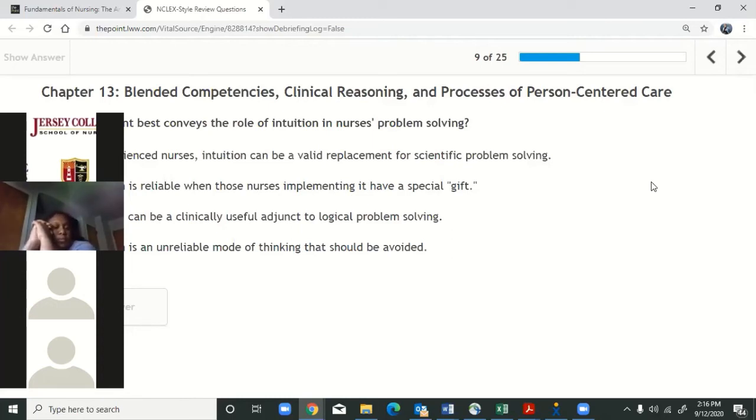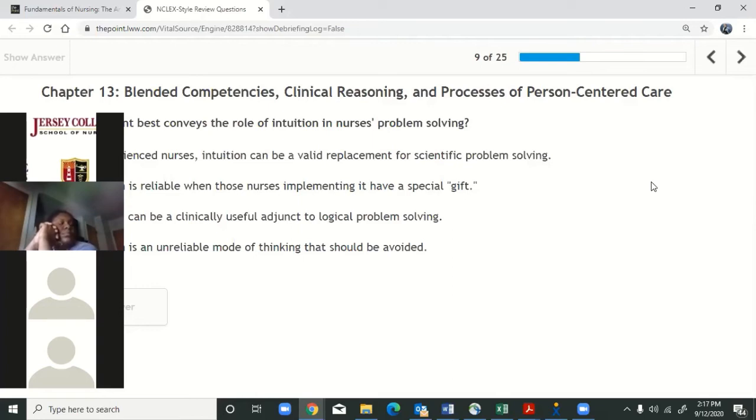Okay, so let's read them all. In experienced nurses, intuition can be a valid replacement for scientific problem solving. Would you say that's true or false? False. I would always take scientific methods over intuition because sometimes our intuition can be wrong. Intuition is reliable when those nurses implementing it have a special gift. Well, if you're a nurse, you made it through nursing school, and you're here to tell about it, you probably already have a special gift. But it didn't come from intuition. Intuition may be part of that special gift, but not the whole thing, I don't think. And then, it can clinically be useful, yes, as an adjunct. I agree with that.